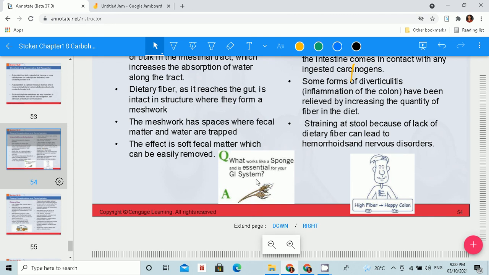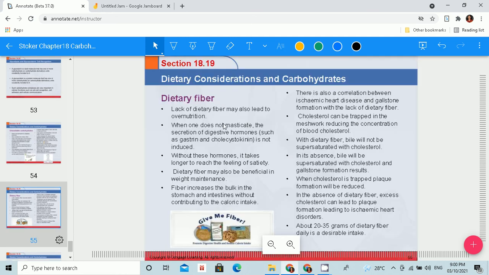I think it's wheat. Wheat is a carbohydrate, and it has high fiber. That's why oatmeal, most people on a diet eat oatmeal because it has high fiber. It came from wheat. Okay, so let's go. Lack of dietary fiber may also lead to overnutrition, and that's not good.